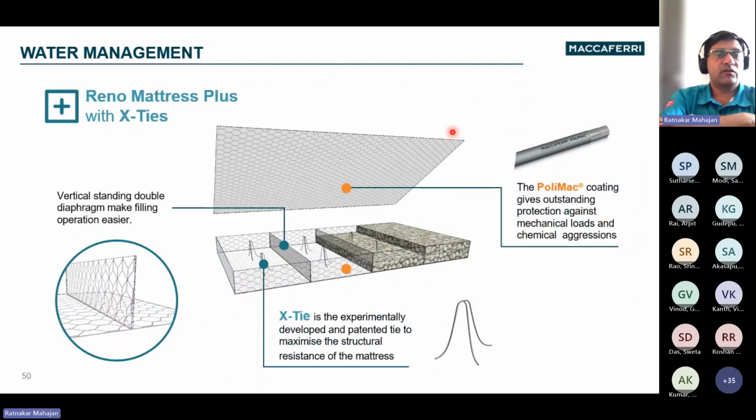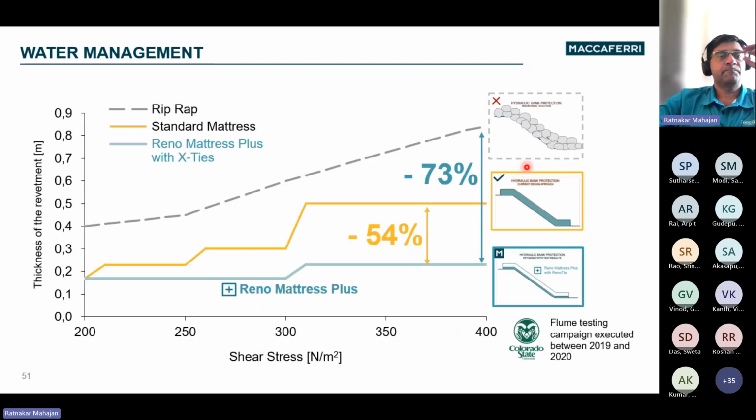Now we have a product called Reno Mattress Plus with X-Ties. The X-Tie is experimentally developed and patented to maximize the structural resistance of the mattress. This mattress is made of steel wire with heavy galvanization, and on top of that, a polymeric coating, Polimac, is applied. Polimac offers very high protection against mechanical damage and chemical degradation.